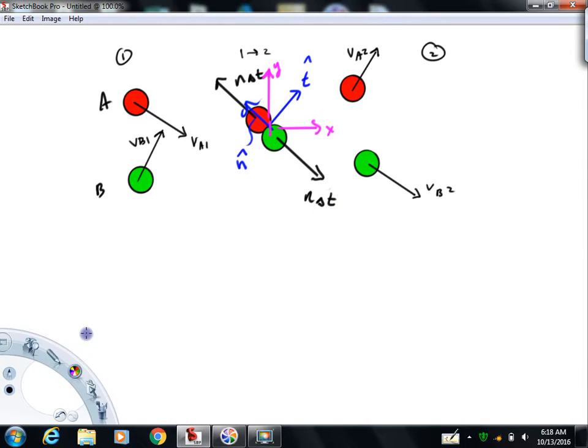Now, in order to do that, we would have to know some geometric angles here. So I'm going to go ahead and give this angle a name. I guess I'll call that alpha. That's going to be the angle between VA1 and the x direction. And I'm going to come over here and call this angle beta.